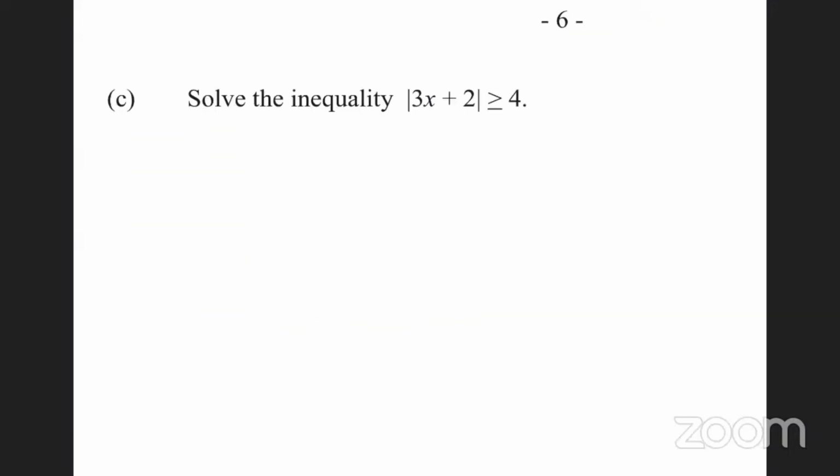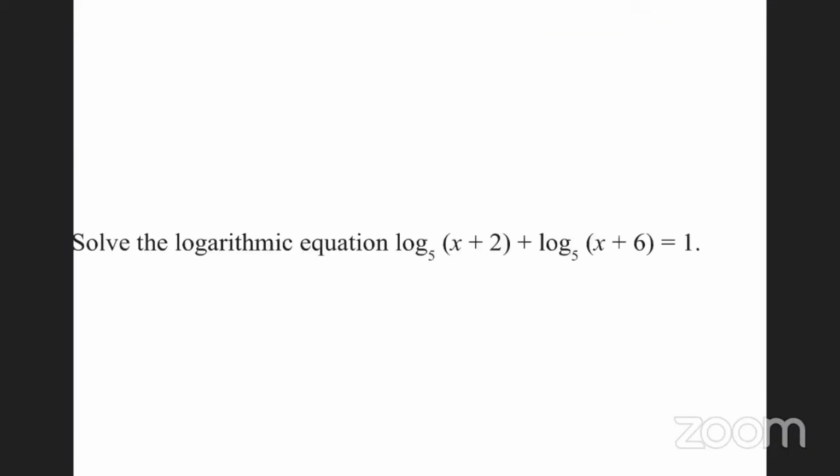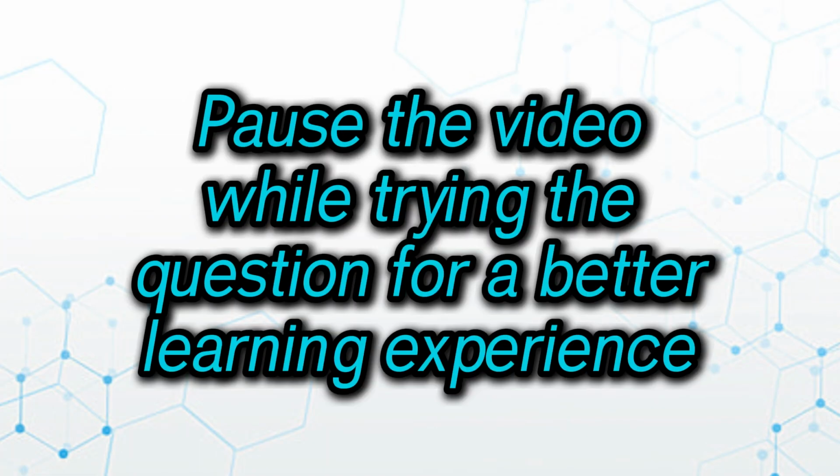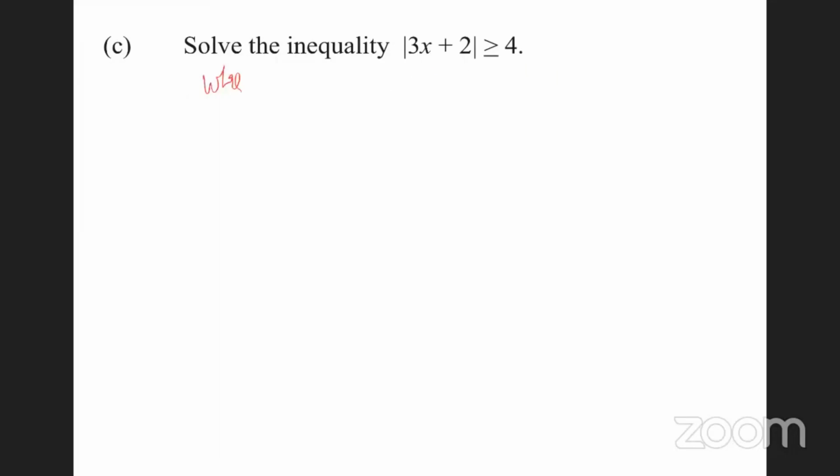Yeah, look, a little modulus here. Yeah, modulus, then logs. This is number 1C now. Right, so when 3x plus 2 is more than 0, then you will get positive 3x plus 2 is more than or equal to 4. 3x plus 2. 3x is more than 2. X is more than or equal to 2/3.